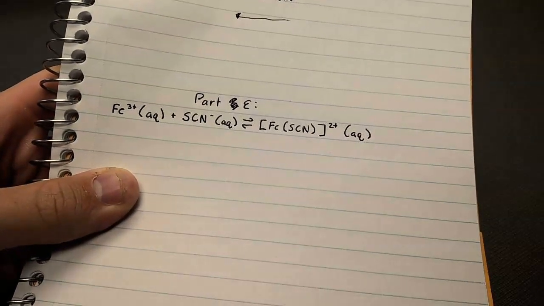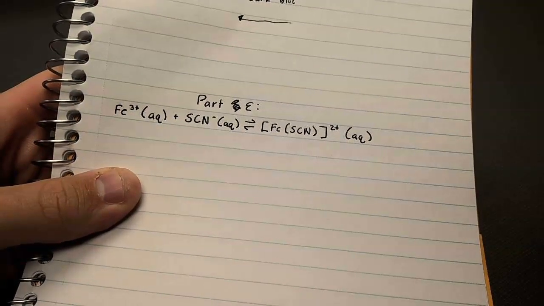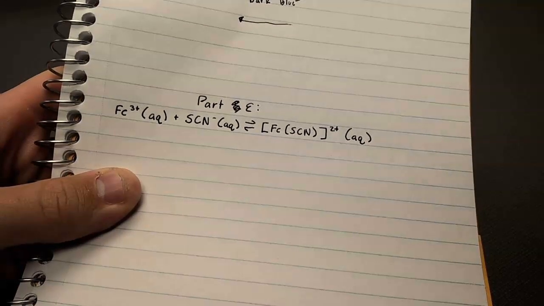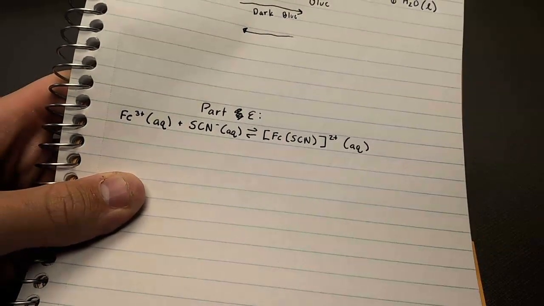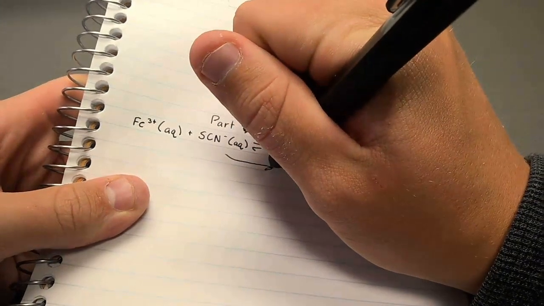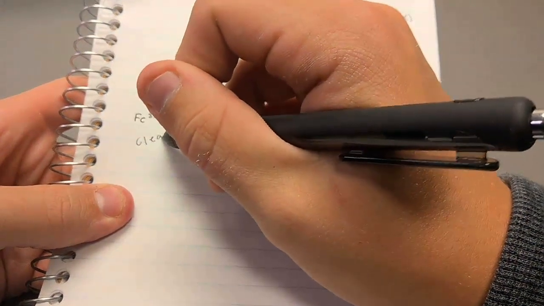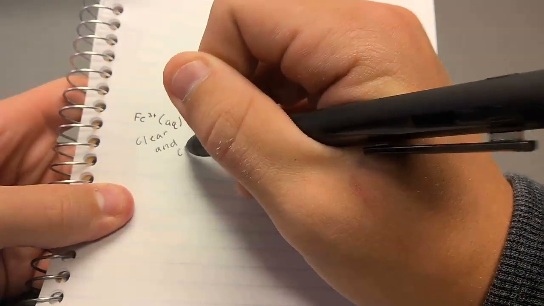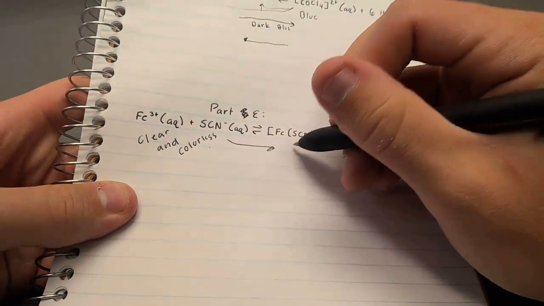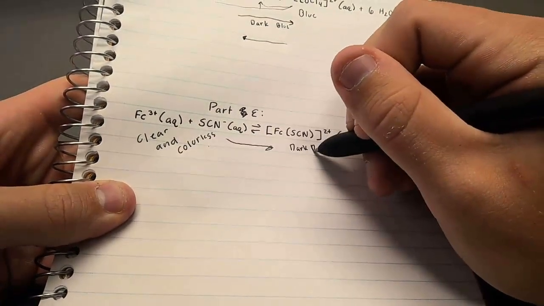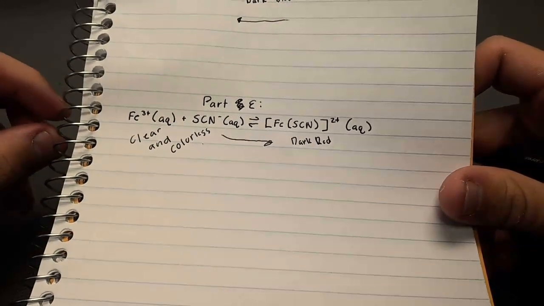Now, in order to find out what the shift is here, you want to add KSCN and Fe(NO3)3, and when those mixed, it turned a dark red, which caused a shift to the right, which explains the clear and colorless solutions turning into a dark red.